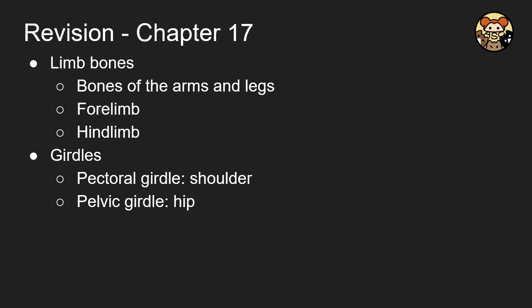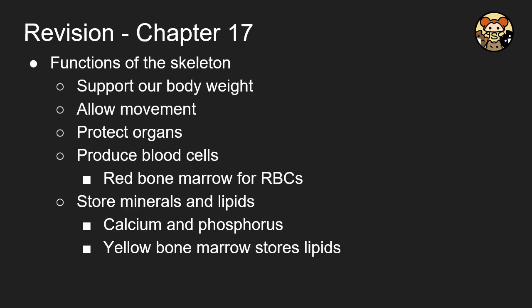For the limb bones, we have the forearm and the whole limb, and for the girdles, we have the shoulder and also the hip. For these technical terms, if you have enough RAM in your brain, you can memorize them, but if you don't, just leave it. As long as you remember the limb bones are your hands and legs, and the girdles are found in the shoulder and hip.